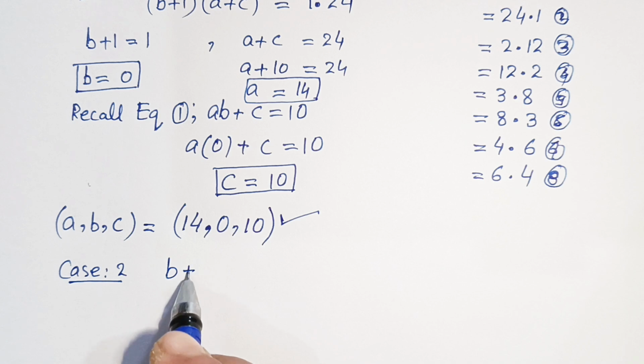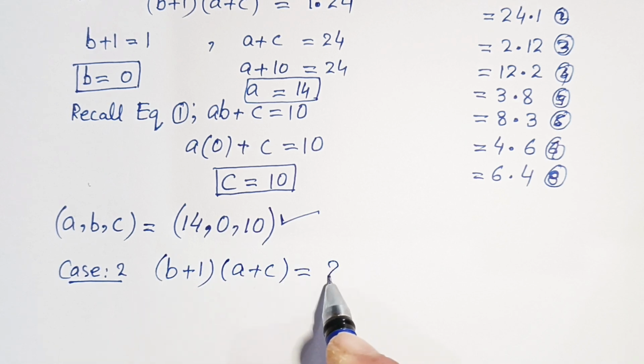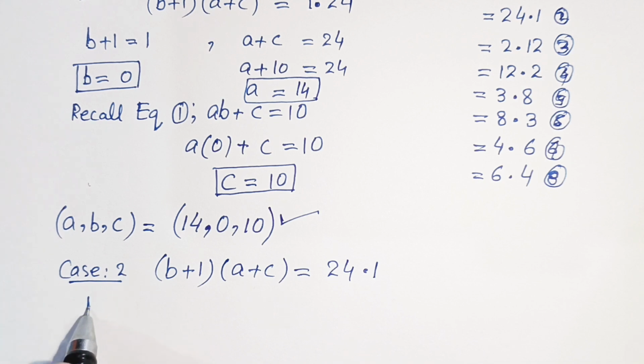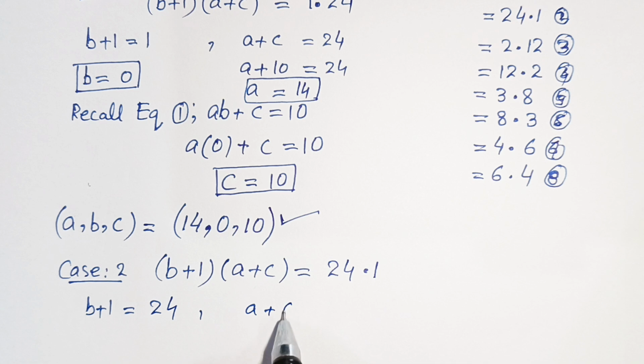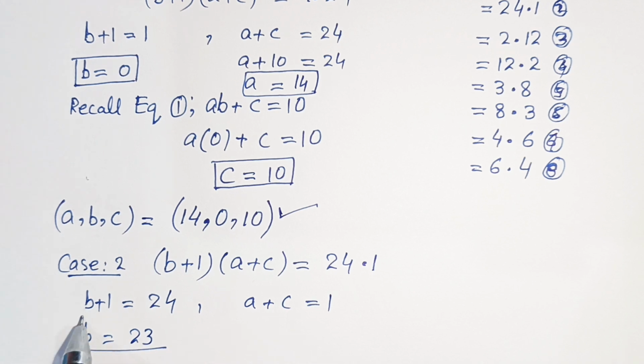Again we are going to recall (b+1)(a+c) = 24 × 1. It is our case number 2, that is 24 times 1. Now b+1 = 24 and a+c = 1. Here we have b = 24 − 1 = 23.